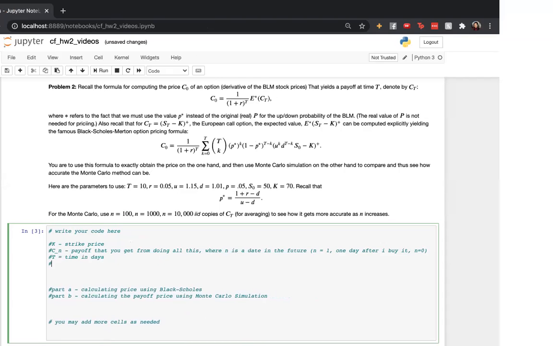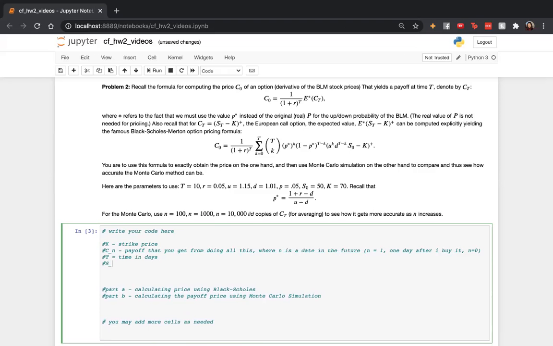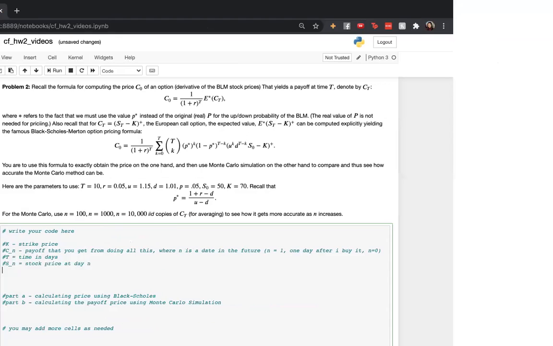Another helpful thing is S of n. S of n is going to be the stock price at day n. We're going to go into a little more depth on what this means, but that's just an important thing to get out of the way.